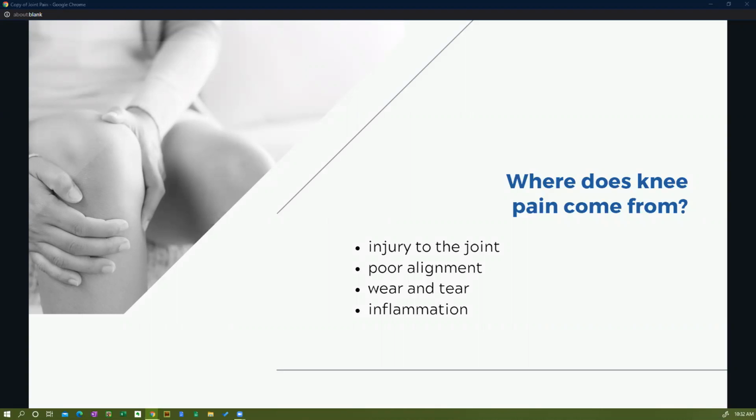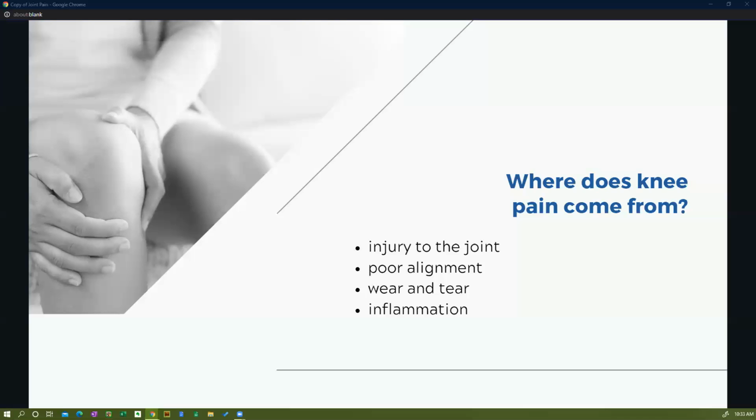Poor alignment with the knee, or even the joints above and below, like the hip and the ankle, can cause the knee to be off balance, and it can wear out one side faster than the other. So wear and tear can happen in the knee, and if it does, then arthritis can develop. So you can get degeneration or arthritis from wear and tear to the knee.